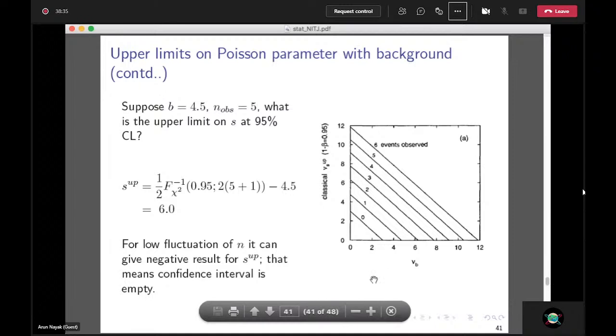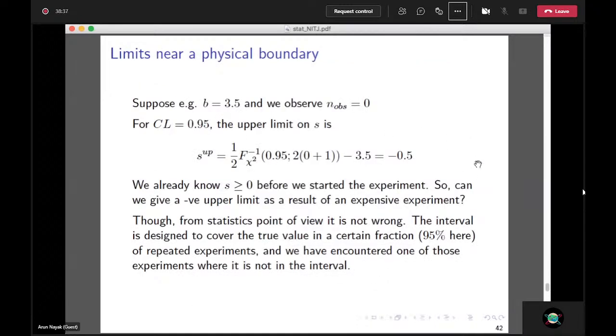So we have to do something. So this is what I was talking about. Suppose say b equal to 3.5 and we observed say 0 events. Okay, we expected 3.5, but we did perform an experiment and we got 0 events. So for 95% confidence level, the upper limit if you calculate on S, you will get minus 0.5.